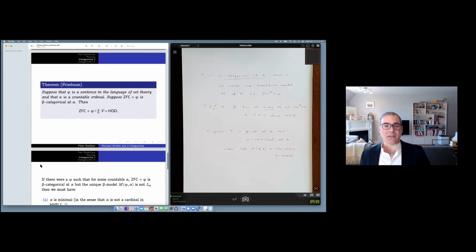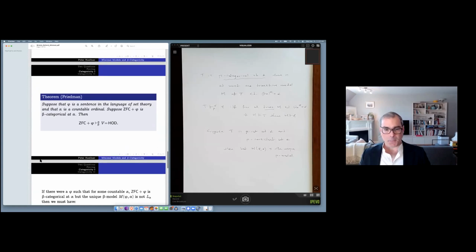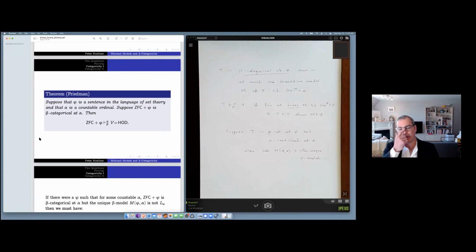I'm just going to do it this way instead of sharing my screen. So Friedman also proved this other theorem. That first theorem concerns only bleak ordinals, but this theorem concerns arbitrary ordinals. So suppose that phi is a sentence in the language of set theory, and that alpha is a countable ordinal. Suppose ZFC plus phi is beta categorical at alpha, then ZFC plus phi is going to beta imply for models of height alpha V equals HOD.